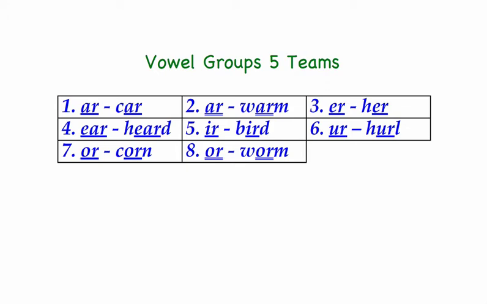ER, EAR, IR, and UR all represent the same sound as in her, heard, bird, and hurl. OR can represent one of two sounds, or in corn, in which case OR would be underlined one time, and in the word worm, OR is representing the second sound OR can represent, so we double underline OR in that instance. OR will oftentimes represent its second sound when it is preceded by the sound W.